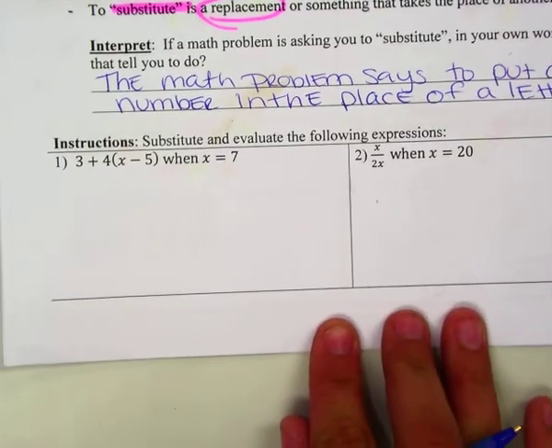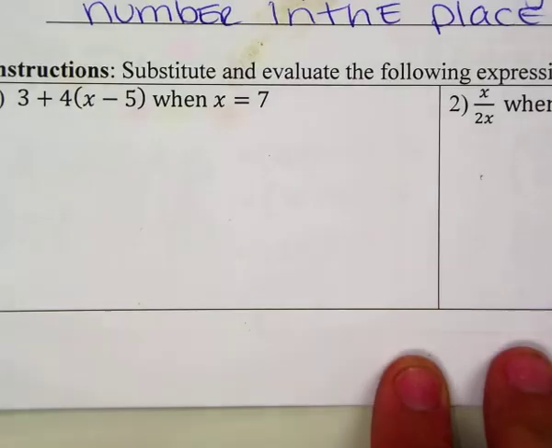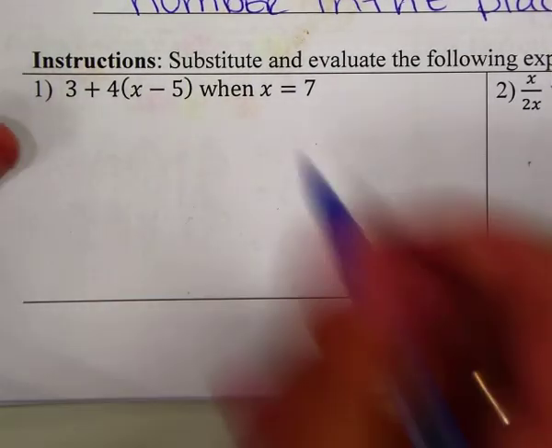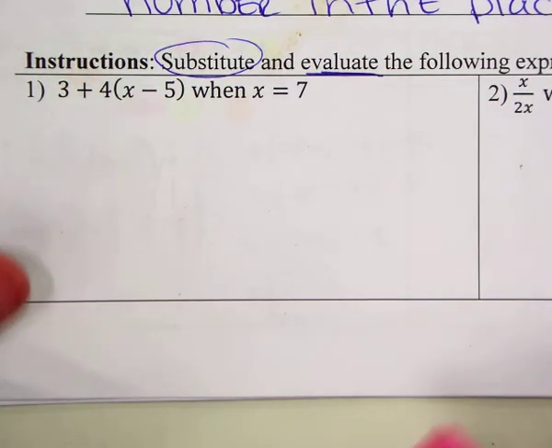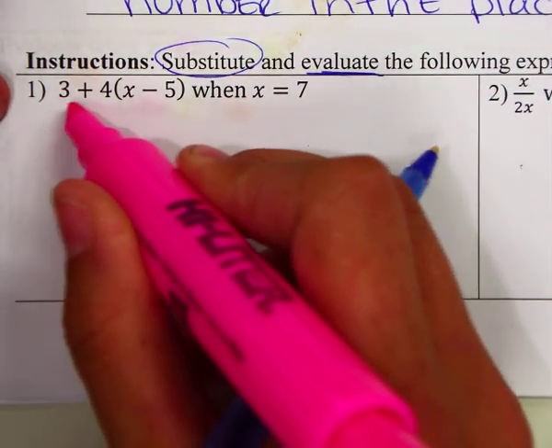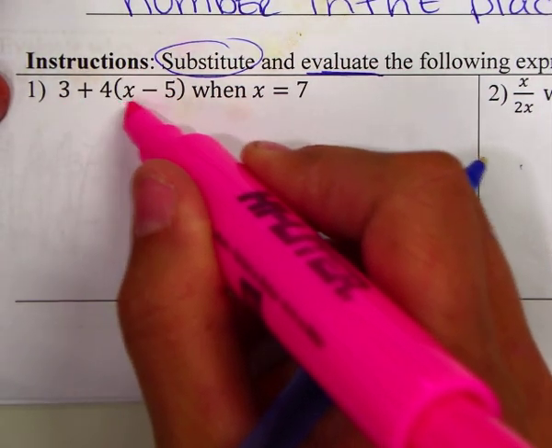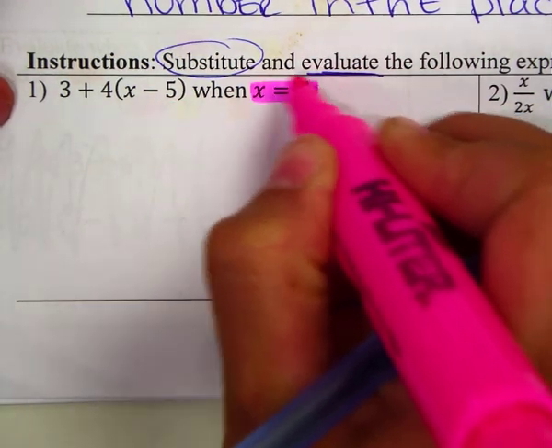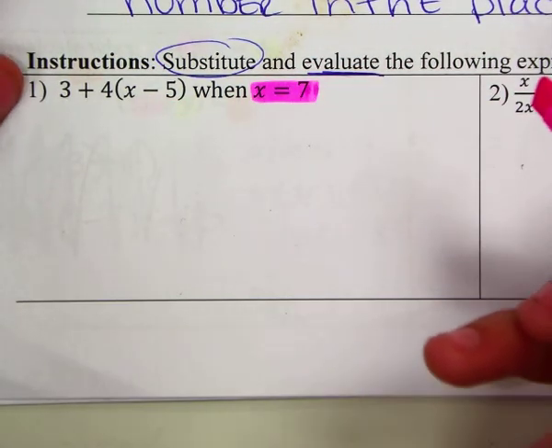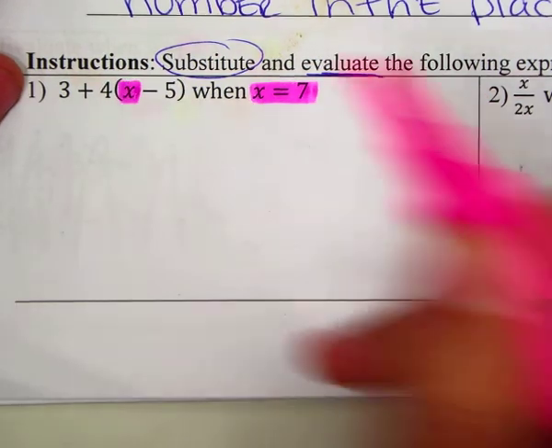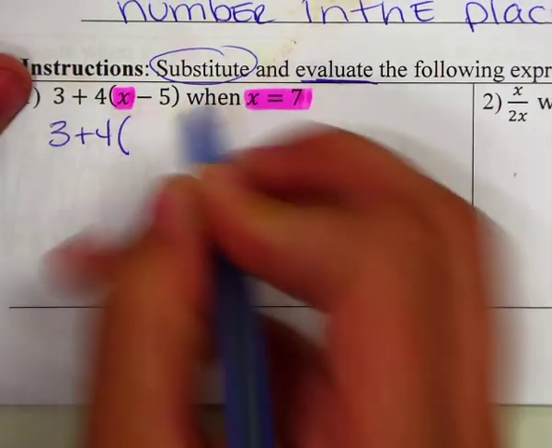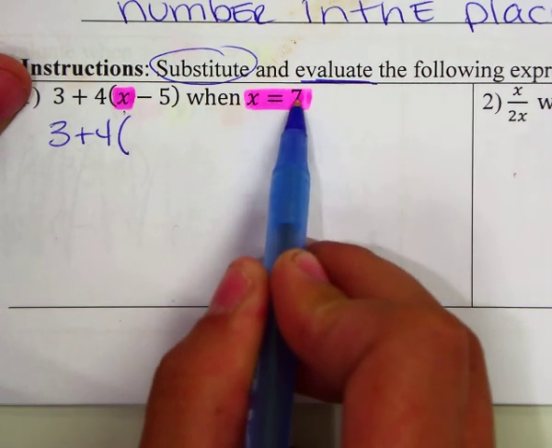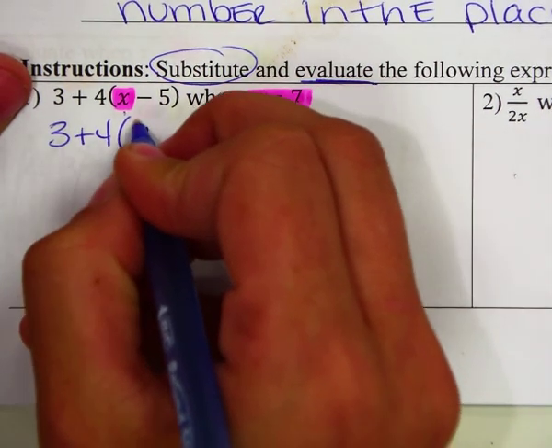Okay, so let's go ahead and do these 2 examples. Number 1 says substitute and evaluate. Okay, so first I'm going to substitute. So 3 plus 4 times the quantity x minus 5 when x equals 7. So I'm going to highlight x equals 7 and I'm going to highlight the x in the problem. That way when I go to substitute, I know, wait, I need to replace it with the pink number, which is 7.